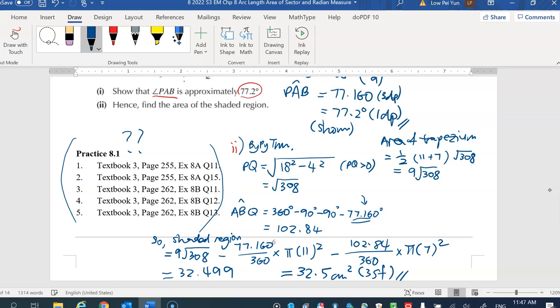So these questions, depending on whether your teacher wants to give you them for homework, your teacher may give you other homework. So this is dependent on what your teacher is giving you.